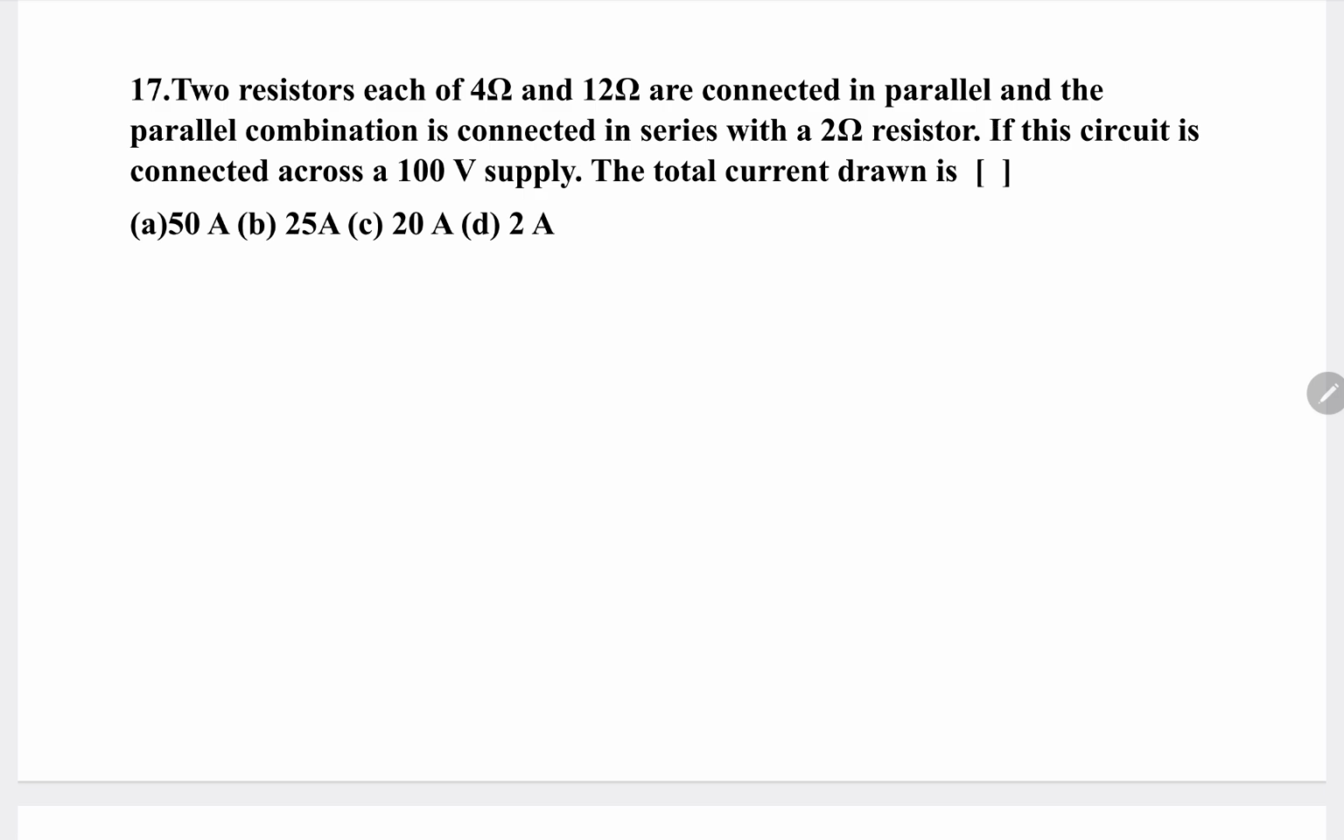Next, 17th question. Two resistors of 4 ohm and 12 ohm are connected in parallel, and the parallel combination is connected in series with 2 ohm. You see here, carefully observe. This is a 4 ohm, and this is a 12 ohm.